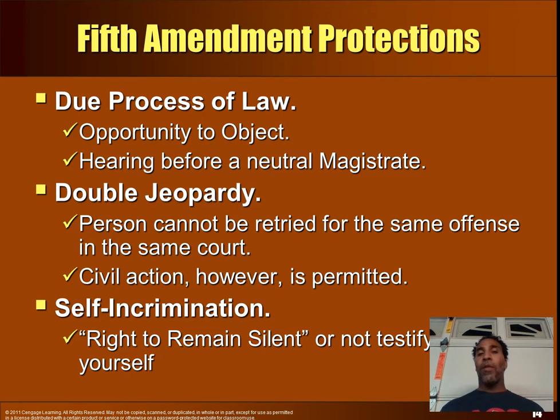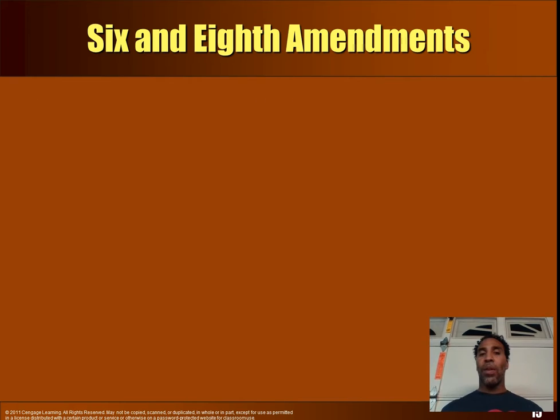Simpson. Self-incrimination, like everybody says, I plead the Fifth, but they don't know why you plead the Fifth, because it's the Fifth Amendment. Self-incrimination, the right to remain silent or not testify against yourself.